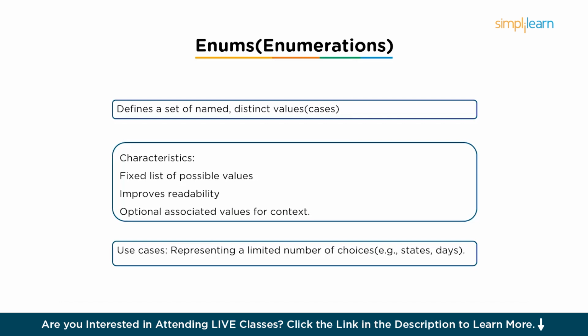Secondly, we have improved readability. Using enum's descriptive case names makes your code clearer and more self-documenting compared to using raw values like strings or integers. Lastly, we have optional associated values for context. In Swift, enum cases can have associated values which allow you to attach additional information to each case. This can be very useful for providing more context. Some of the use cases include representing states, like different states of a process, for example loading, success, or error. We can also represent days of the week and also settings with a fixed number of possibilities.